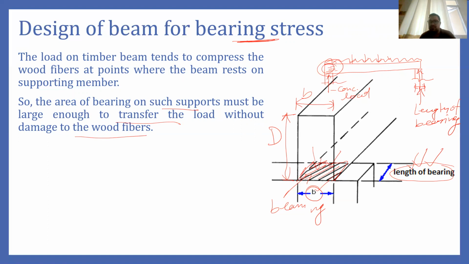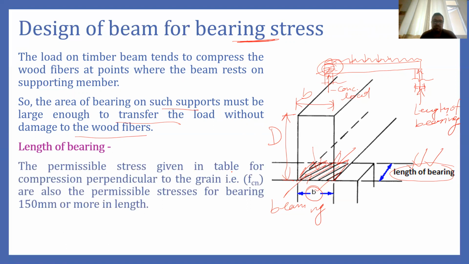So that is what I have said, that this area should be sufficient so that wood fibers are not affected. Now, first we will discuss the length of bearing as per IS code recommendations. The permissible bearing stress given in the table is for a length of bearing of 150 mm. So if the minimum length of bearing is 150 mm, then we can check the permissible bearing stress against the actual bearing stress.